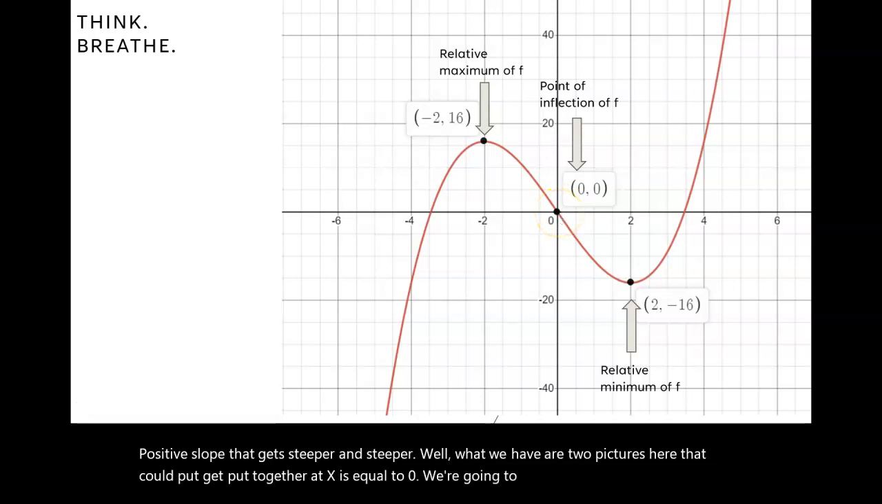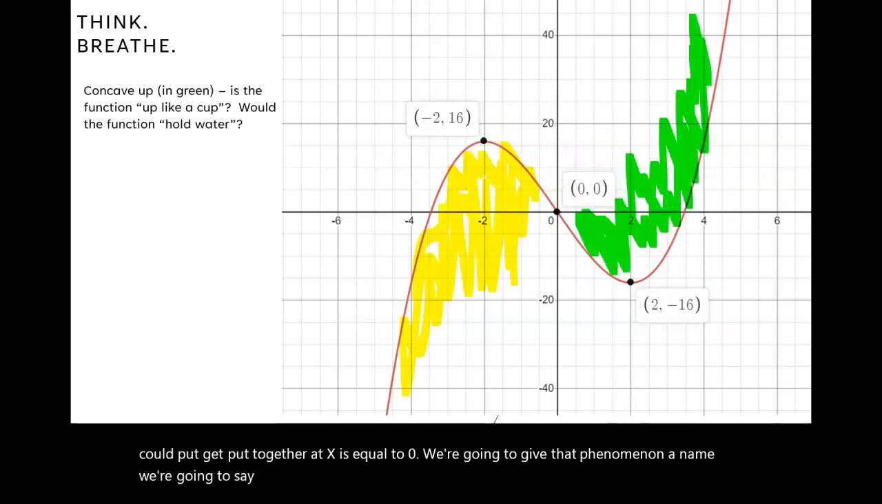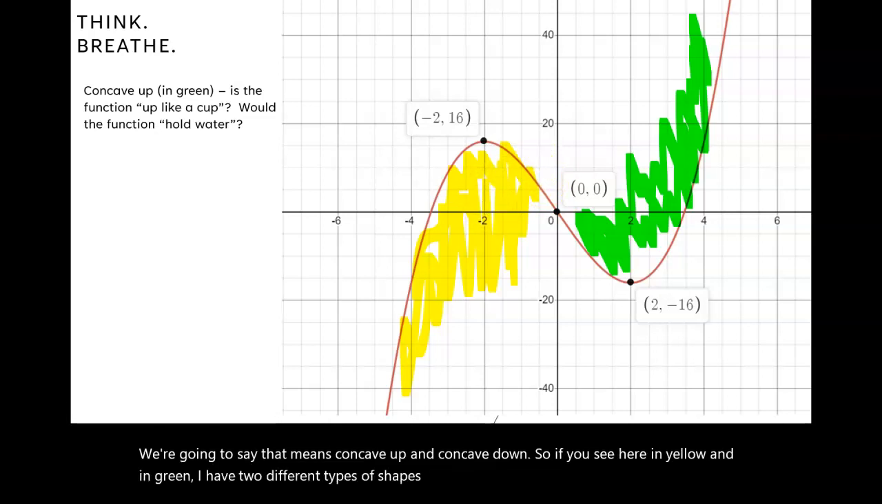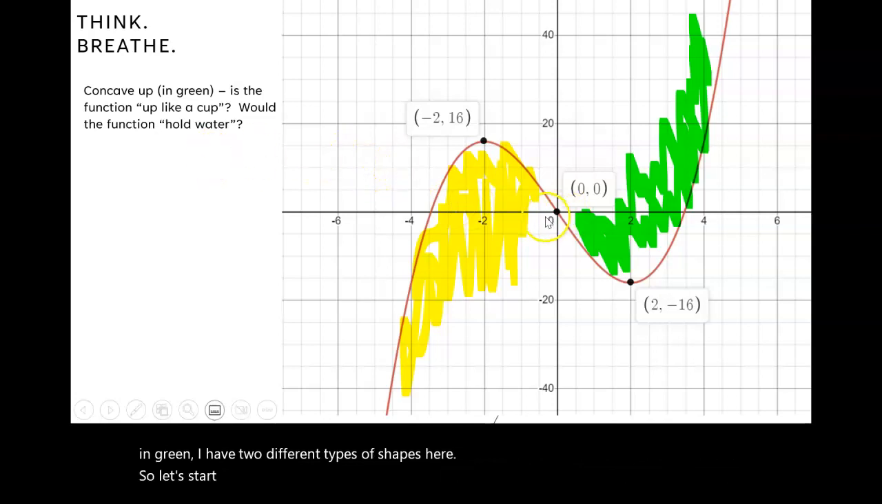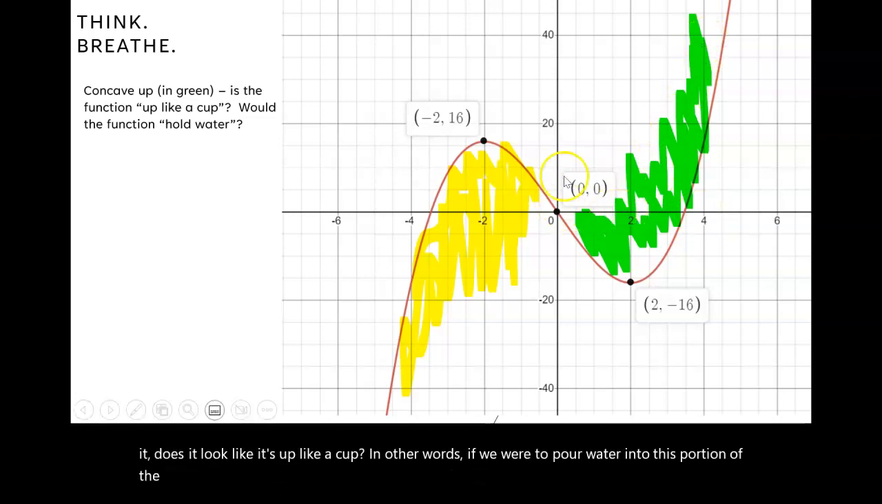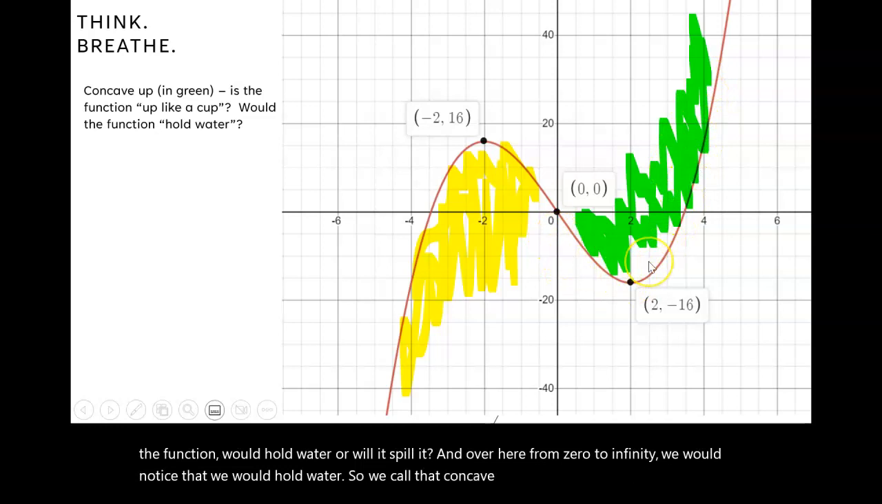We're going to give that phenomenon a name. We're going to say that means concave up and concave down. So if you see here in yellow and in green, I have two different types of shapes. Let's start with the green. In green, we have what's called a concave up function. One way of looking at it: does it look like it's up like a cup? In other words, if we were to pour water into this portion of the function, would it hold water or would it spill it? Over here from 0 to infinity, we would hold water. So we call that concave up.